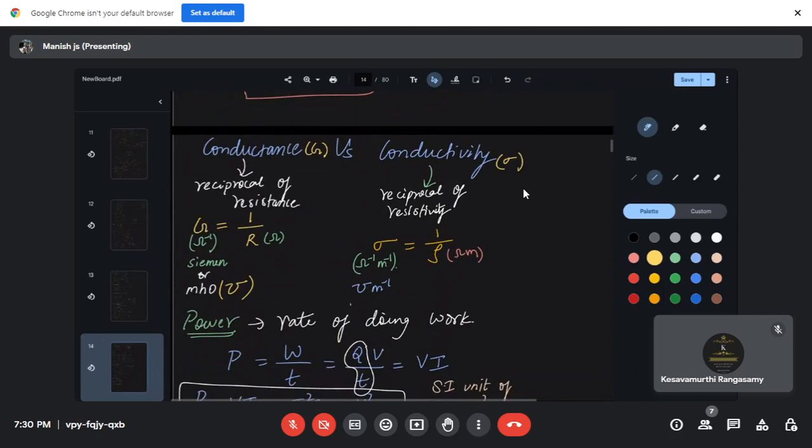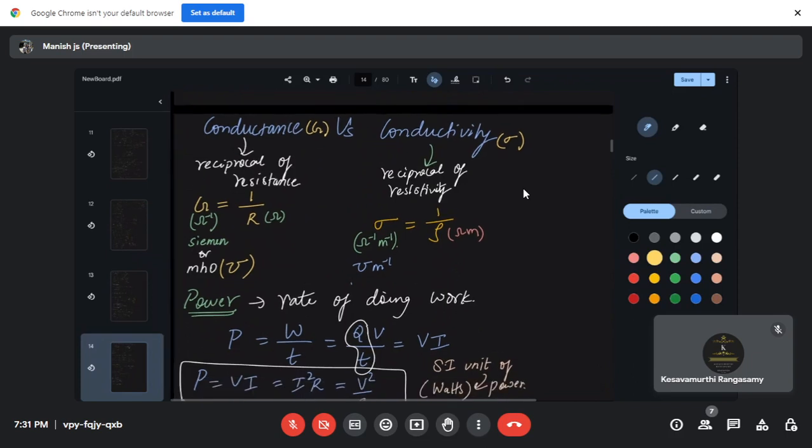Now, conductance is nothing but the reciprocal of resistance, which is 1 upon R. It is represented by the letter G. It is also called Siemens, or Mho. It is the reciprocal of resistance, hence the name. Same way, conductivity is nothing but the reciprocal of resistivity. It is represented using the symbol sigma. So sigma is 1 upon rho, whose unit is ohm inverse meter inverse, or Siemens meter inverse. So these are the units.